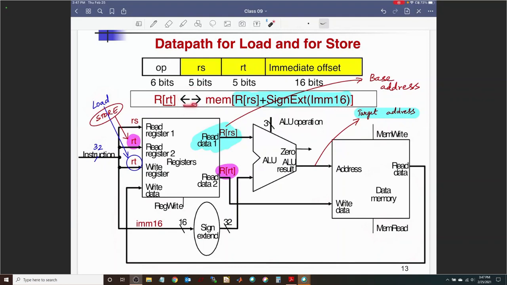The arrows are bidirectional, right? So in one case you're doing load, in one case you're doing store. When you're doing store, you're using this one. When you're doing load, memory to register, you're using that. So both are being described over here. And in my opinion, the really good thing is that both load and store have the same way of computing the target address: base address plus the offset, the extended offset.